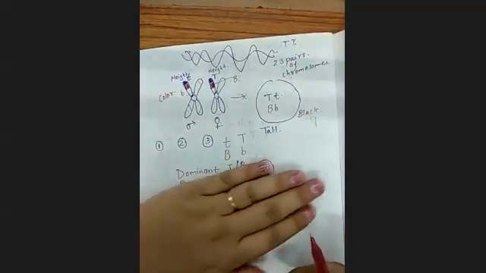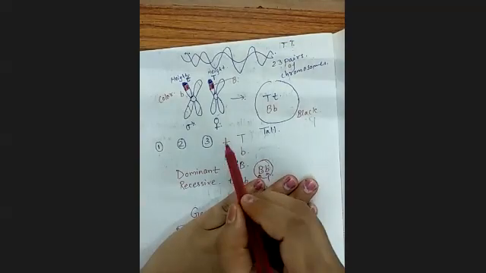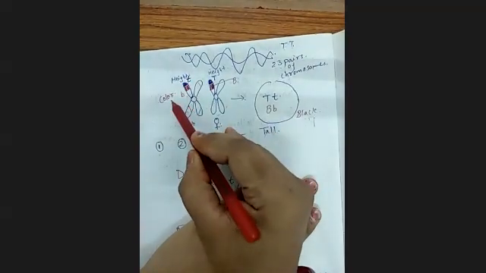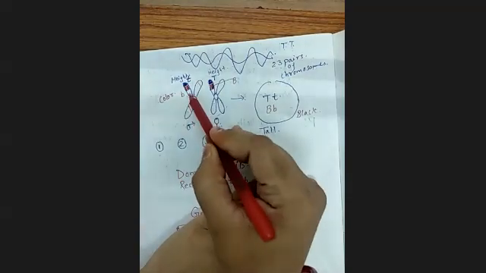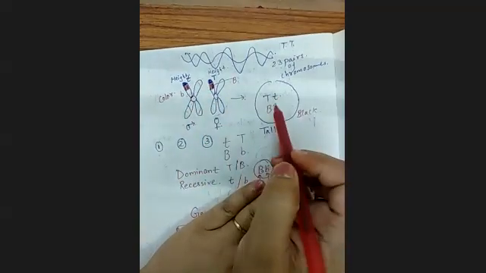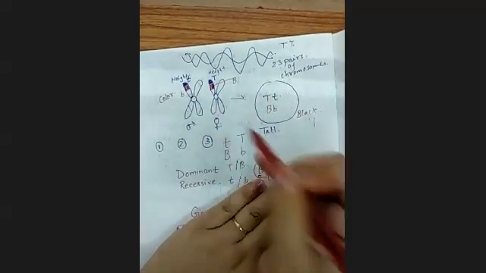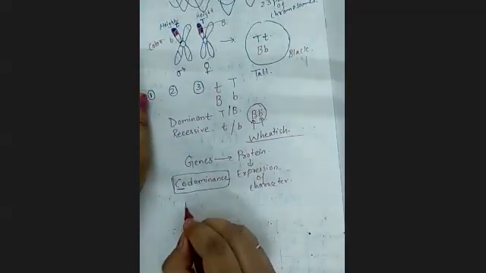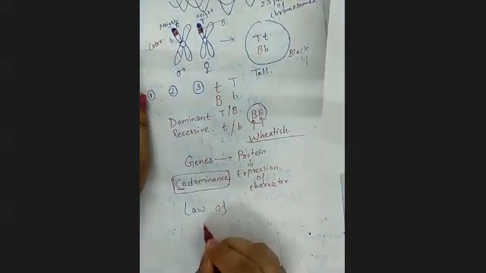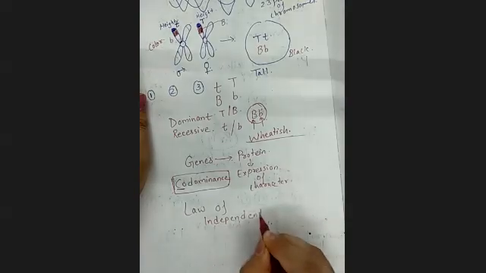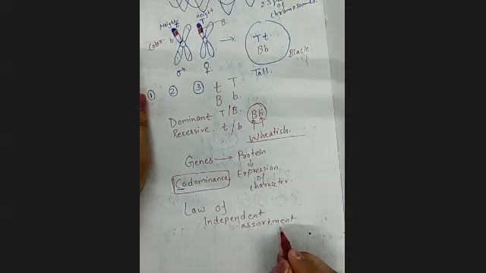So what I was telling you, that if you talk about height, it will not interfere with the color of the skin from going from parent to offspring. It will not interfere with its transfer. So that is called the law of independent assortment. I think assortment you understand.